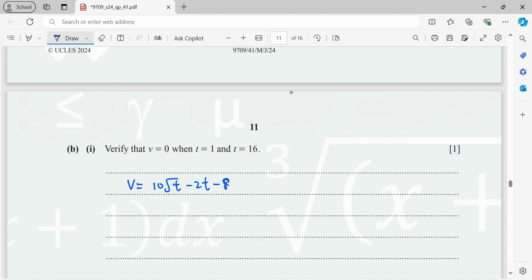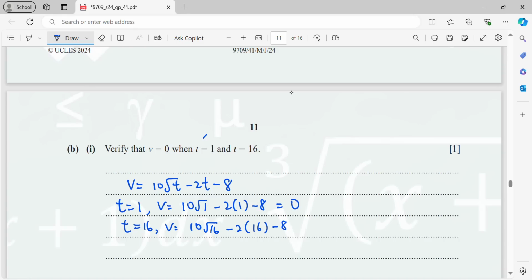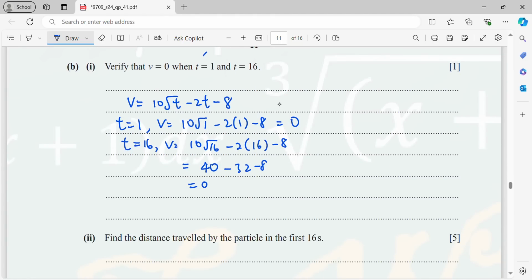Now, to verify means you show by replacing the values. So now I will replace t by 1. So when t equals 1, my v is 10 square root 1 minus 2 times 1 minus 8. This is going to be 0. And then when t equals 16, your v is 10 square root 16 minus 2 times 16 minus 8. This is going to be 10 times square root 16, that is 40, minus 32 minus 8. That means you get 0. So with this, I have verified the two values.